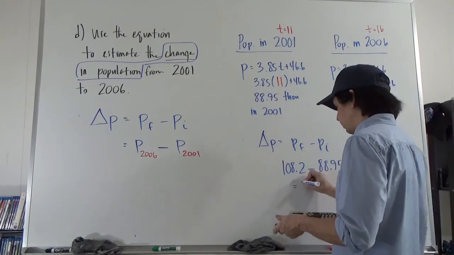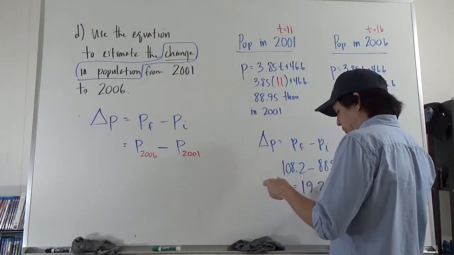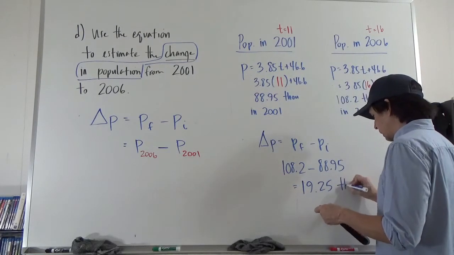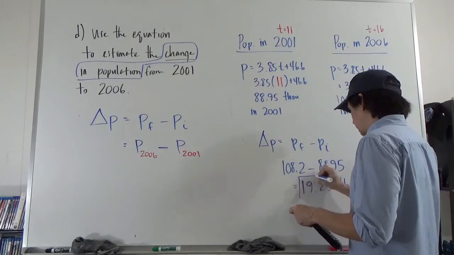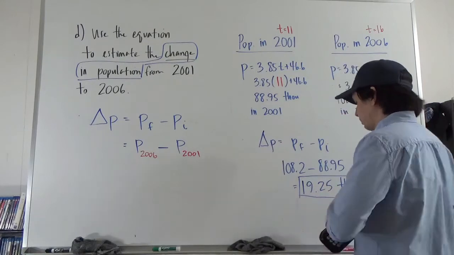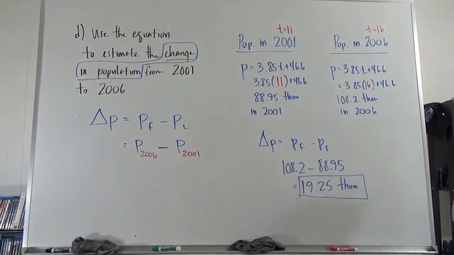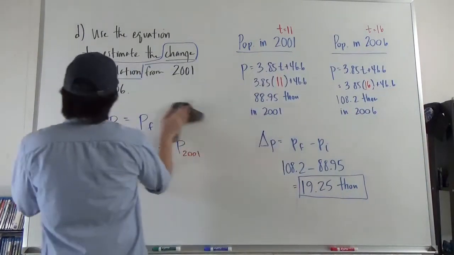19.25. Didn't really say a word around it, so you can round it to 19.3 if you want, or you can leave it as 19.25 thousand. Anyway, that's the change in P. One more thing and we're done.